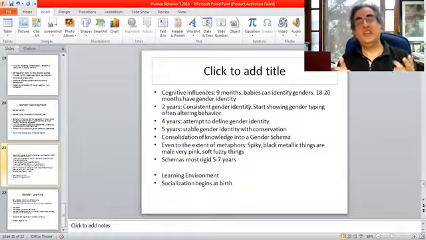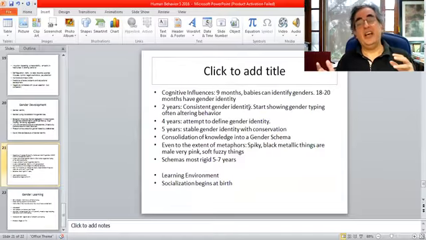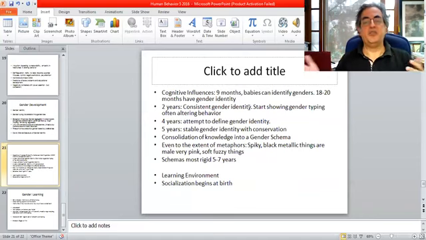At 4 years, kids are trying to attempt to define gender identity. Boys don't do this, girls don't do this. They're starting to make definitional attempts at approaching gender. At 5 years, they tend to have stable gender identity with conservation. Again, there are exceptions to this rule, and you consolidate your knowledge into a gender schema.